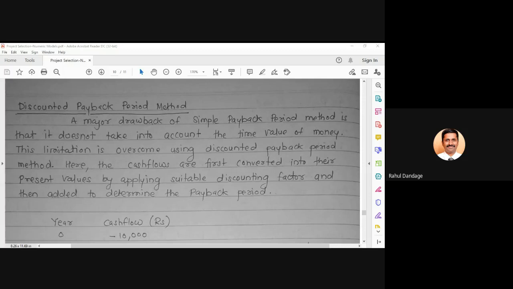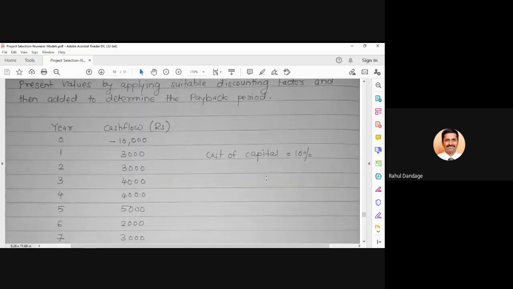In simple payback period, the time value of money is not considered, whereas when we go for the discounted payback period method, we take into account the time value of money by calculating the present values of the cash flows, with respect to the period at which each cash flow occurs, and the discount rate or the cost of capital which is given. So let us go for a problem and try to understand the methodology.